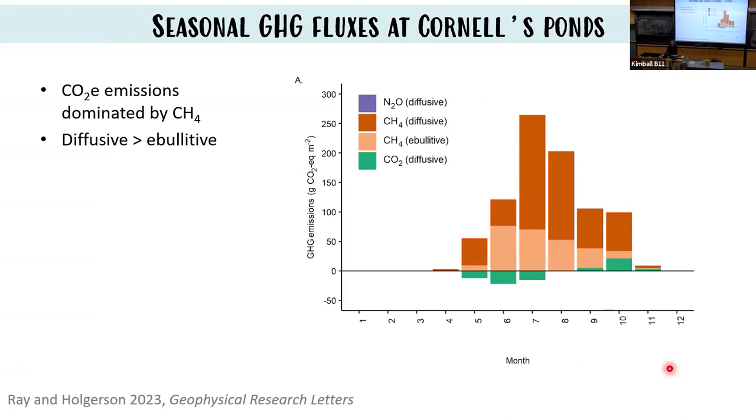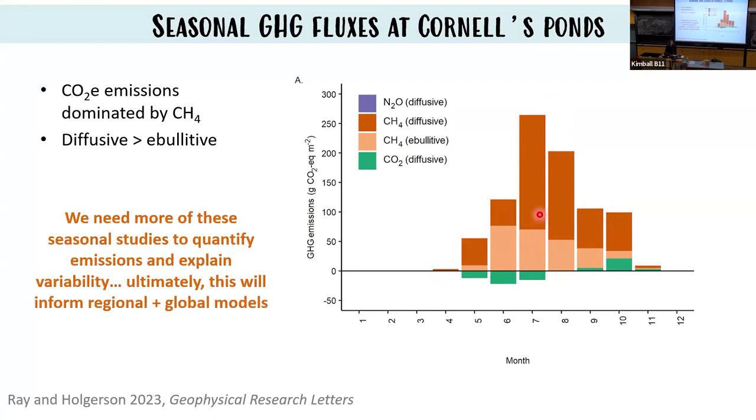And if we look at carbon dioxide equivalences in terms of the total emissions coming out of these systems, it's dominated by methane. Methane is by far the factor that's driving this warming potential, where we have the diffusive in dark orange and the bubbles, the ebullitive, in the light orange. And you can see how that changes seasonally and why, if you just take summertime, you might overestimate emissions coming from water bodies. So I'd argue that we need more of these seasonal studies to quantify emissions and explain the variability that we're seeing in order to inform regional and global carbon budgets and get to the point where we can make some more accurate models.